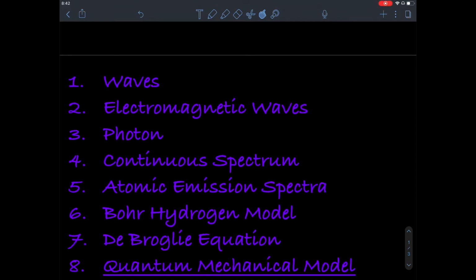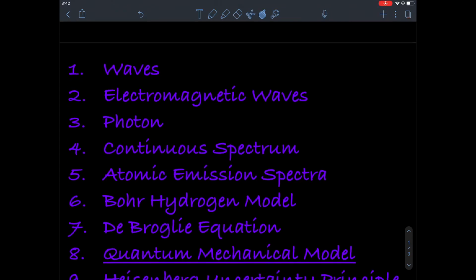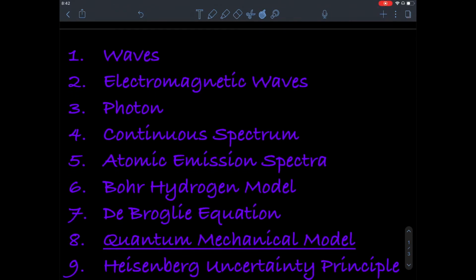Now, number 8, very important, the quantum mechanical model. The quantum mechanical model is a modernized version of the Bohr model. It shows electrons as waves instead of particles. Number 9, the Heisenberg uncertainty principle. The Heisenberg uncertainty principle is based on the idea that electrons are waves. It states that it is impossible to know the velocity and position of an electron simultaneously.